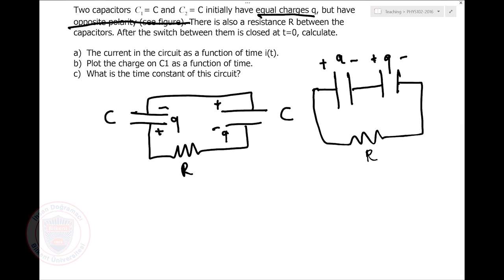So as time goes on, what do I know? I know that if I think about a surface here, the net charge inside the surface is not going to change. What's the net charge in that surface? 0. So it means in the final state, my final net charge will be 0. The capacitors, both of them, will be uncharged finally.